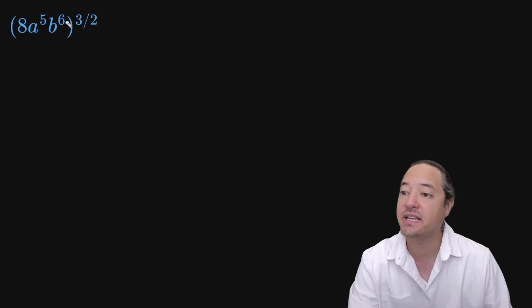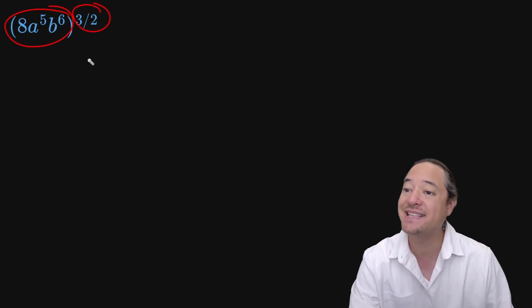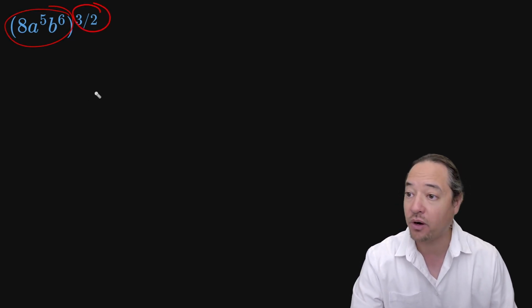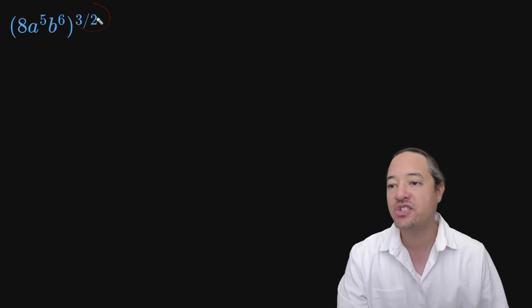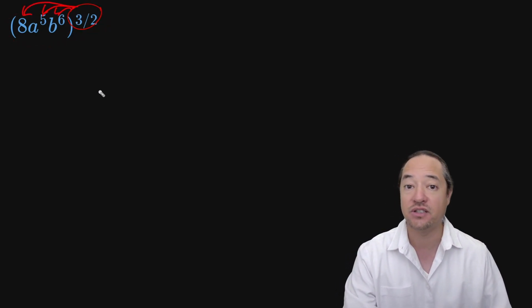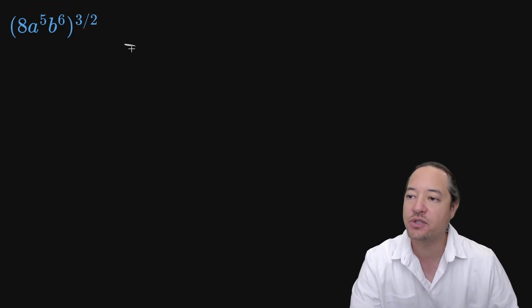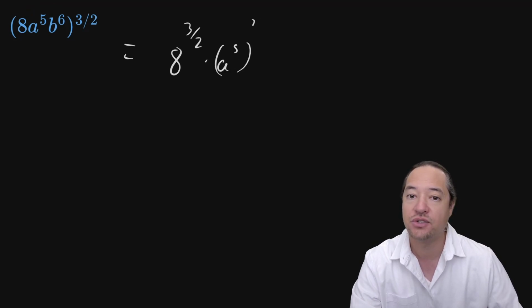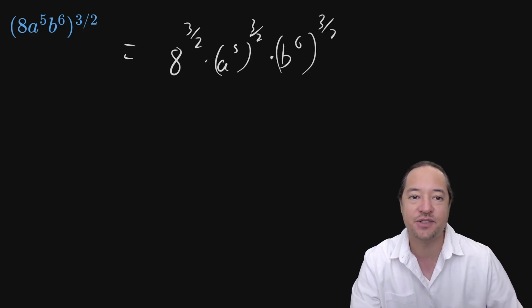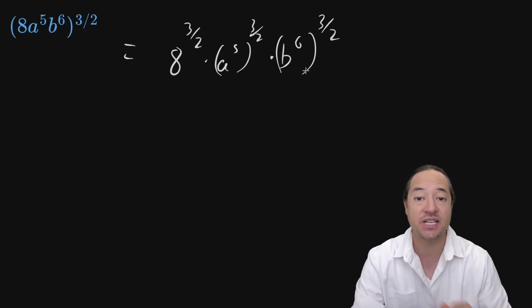Okay, so now we're taking this entire quantity and raising it to the 3/2 power. We can essentially distribute this into each of these numbers, because we can distribute a power over multiplication. So this is going to be the same as 8 to the 3/2 power times a to the 5th power to the 3/2 power times b to the 6th power to the 3/2 power. So that's one way we can understand this.